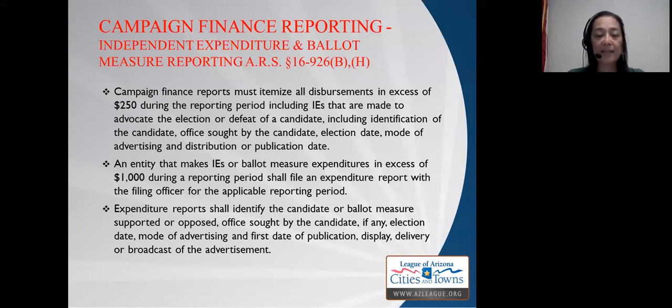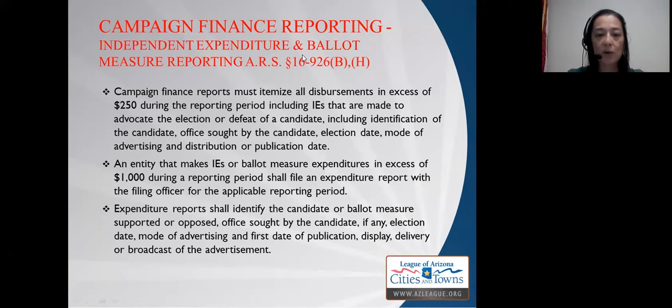And then an entity that makes independent expenditures or ballot measure expenditures in excess of $1,000 during the reporting period, of course, does have to file their expenditure report. Again, it's contained within that same packet of campaign finance reports. They just don't have to file all the rest of those forms. They have to dig through and find the one that applies to them, and that's what they submit. So let me go back because I know there was an independent expenditure question.